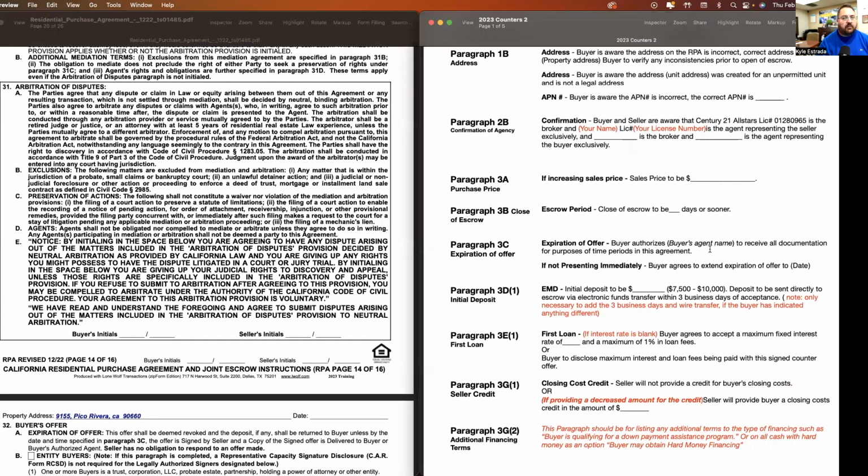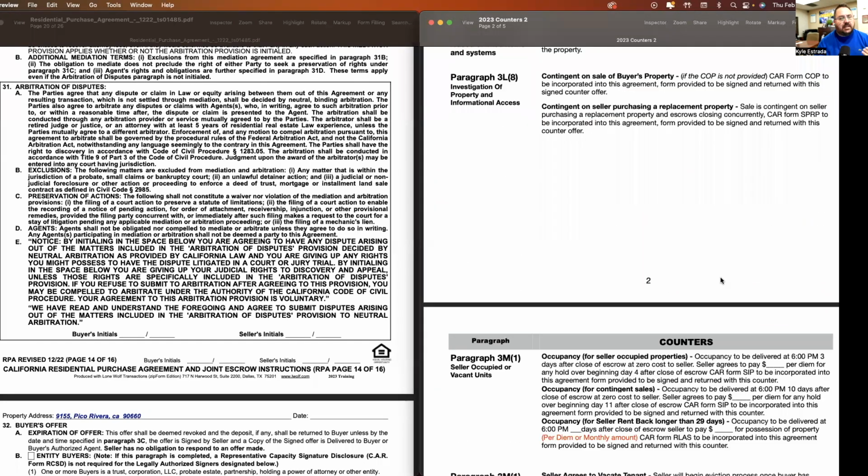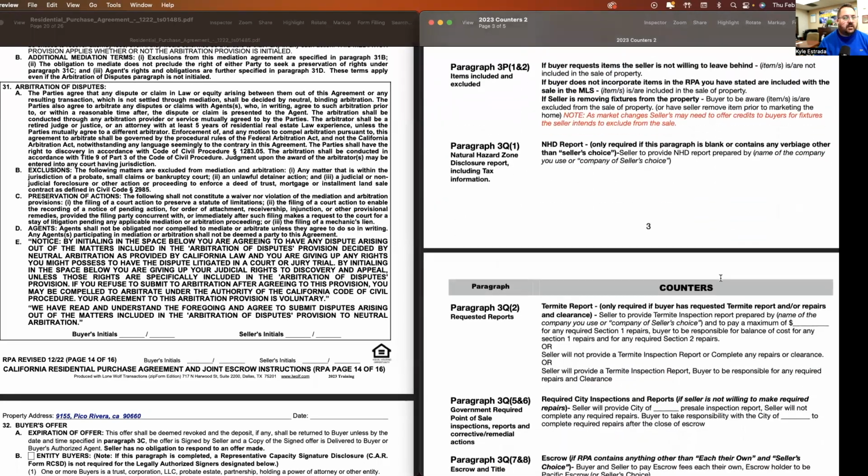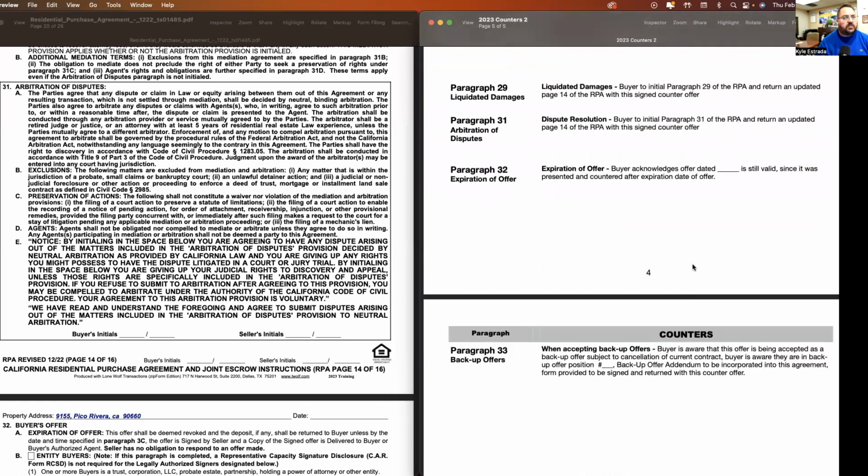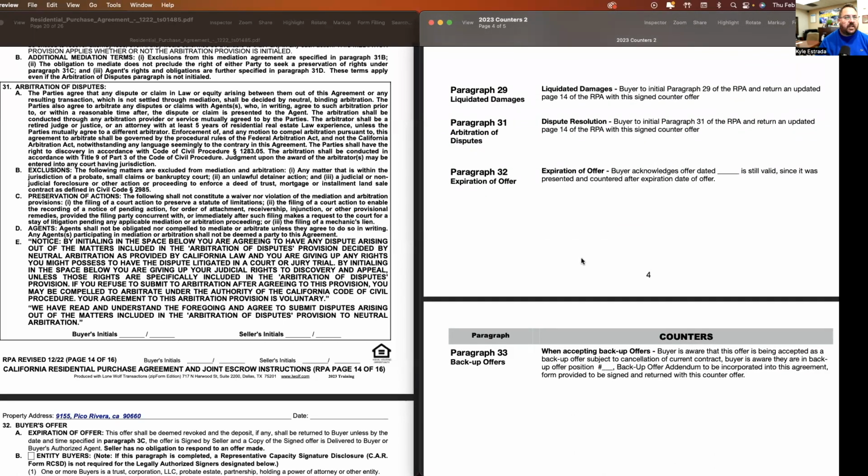Yes, we did. Buyer authorizes these interest. Buyer agrees to extend expiration to offer date. This one we don't need to. I need to take this out. So disregard this one. Okay. Unless it is something that you didn't counter already, that the expiration of offer, but we already handled it. So I just made a mistake in my editing there.